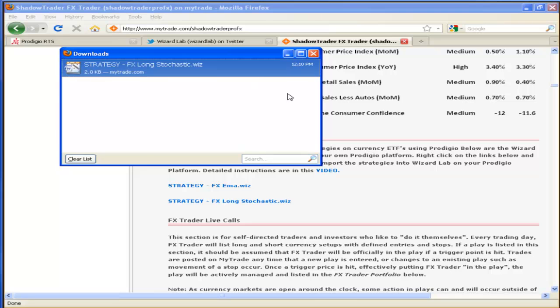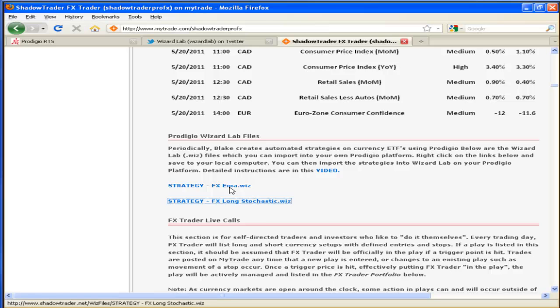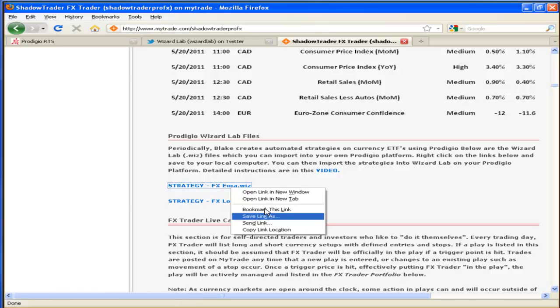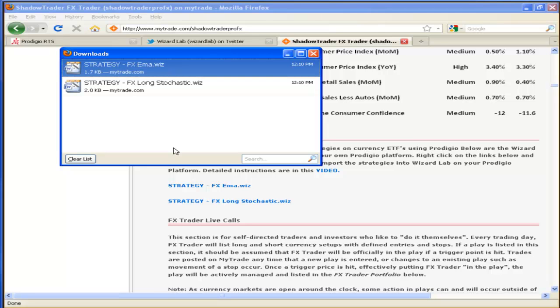My browser says, okay, it's done saving the Wiz file. I've saved that stochastic strategy. I can do the same thing with the EMA, Save Link As, and now those two Shadow Trader strategies that the team at Shadow Trader have been working on are saved locally onto my file system.